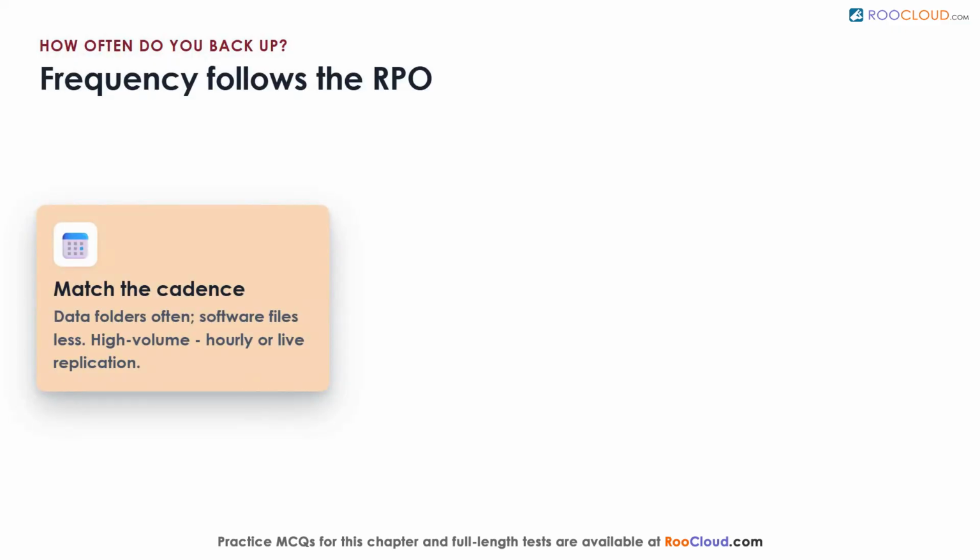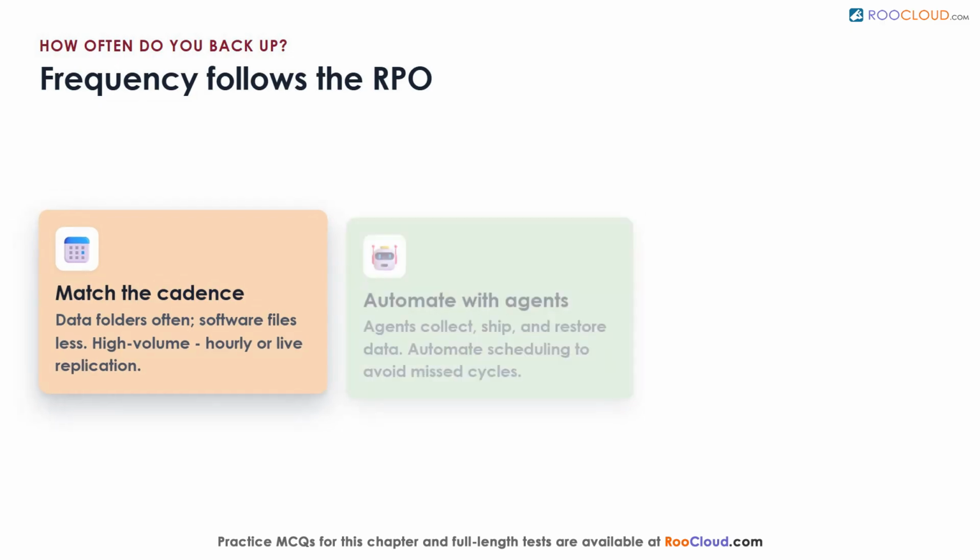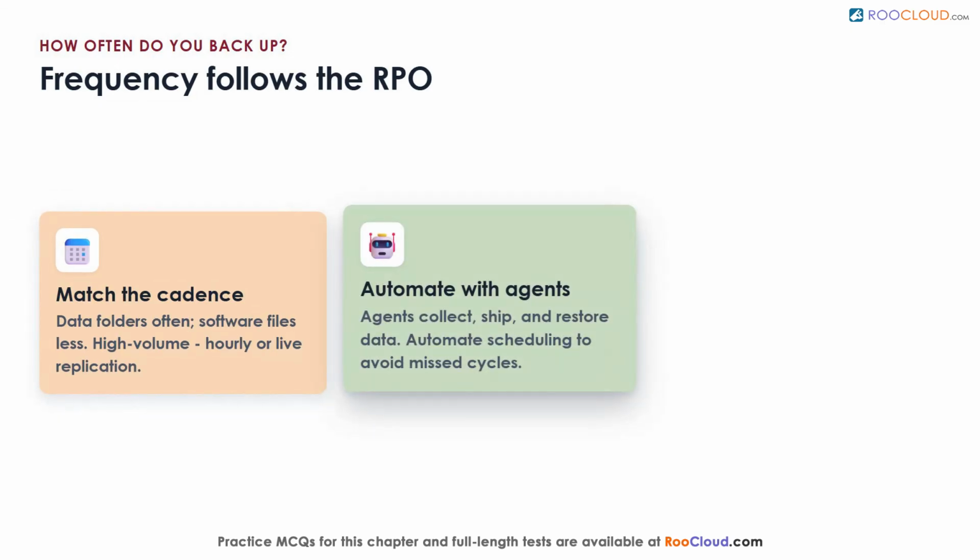How often should you backup and rotate? Backup both data and software, following your recovery point objective. Data folders change daily, so back them up often. Configuration and software files change less, so back them up less. High-volume systems may need hourly backups or live replication. Automate the scheduling to prevent missed cycles from operator error.